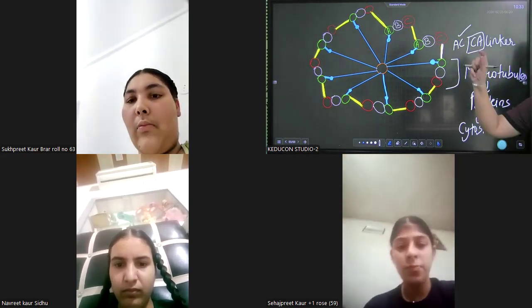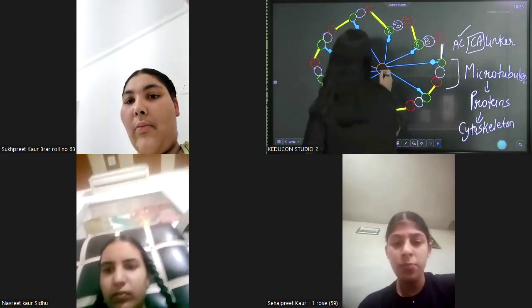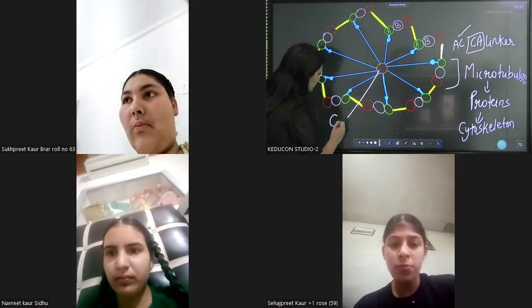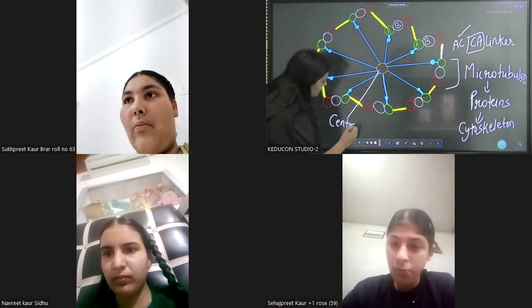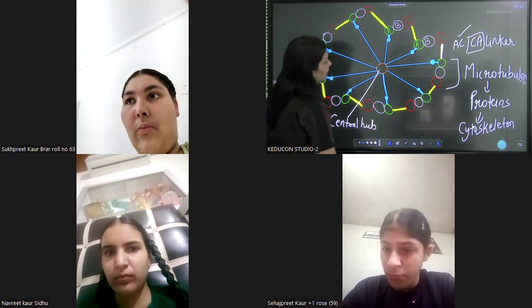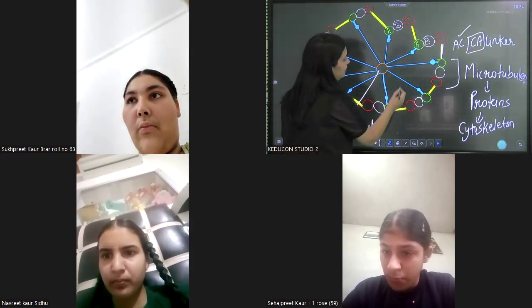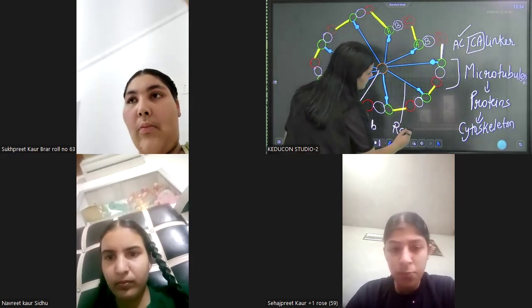And in the center, जो ये center में join कर रहा है, जहां से उसको कहते हैं center hub. So this is central hub. ठीक है? And these blue lines here, जो A से निकलते हुए central hub में जा रही हैं, these are called radial spokes.